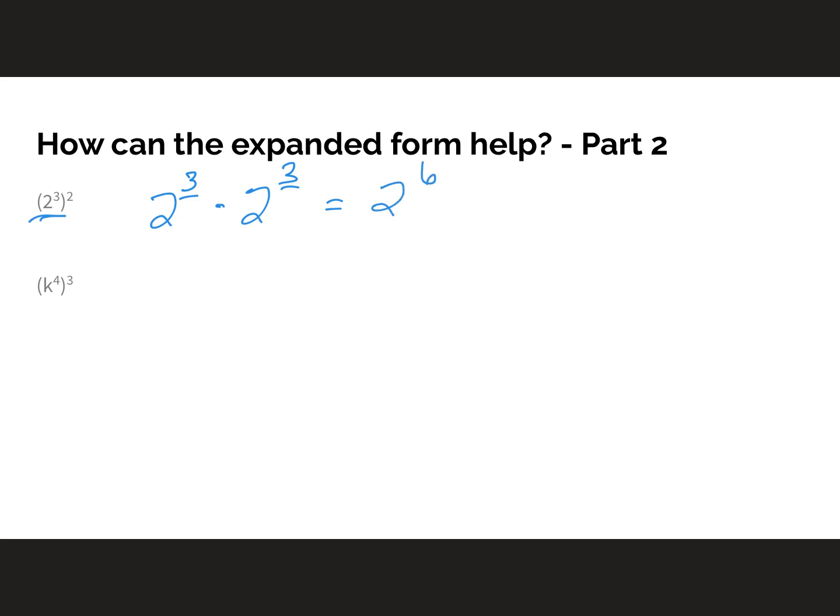Let's try it with the k. So here I have k to the 4th power raised to the 3rd power. So I have 3 k to the 4th powers. k to the 4th times k to the 4th times k to the 4th. And I know I'm just going to add these. So 4 plus 4 plus 4 gives me k to the 12th power. Again, we could actually write these out even further and write 2 to the third as 3 2s, but you do it this way and use the other power. Okay, so that's not too hard, right?